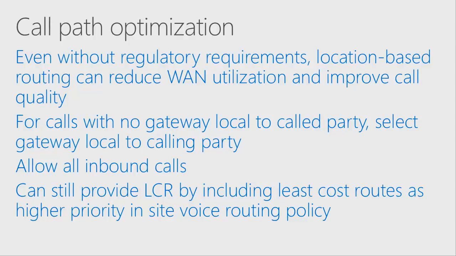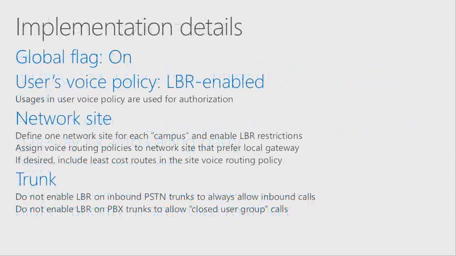We implement that a little differently. So this is a slide similar to what I showed for regulatory compliance with one difference. We have to turn the feature on globally. I probably didn't need to put that on every slide, but it's just a reminder. In the policy, user's voice policy, we'd say apply location-based routing for this user. We define this for the network sites as well, so we know where these gateways are, so we could select the gateway that's close. But what's different is on the trunks.